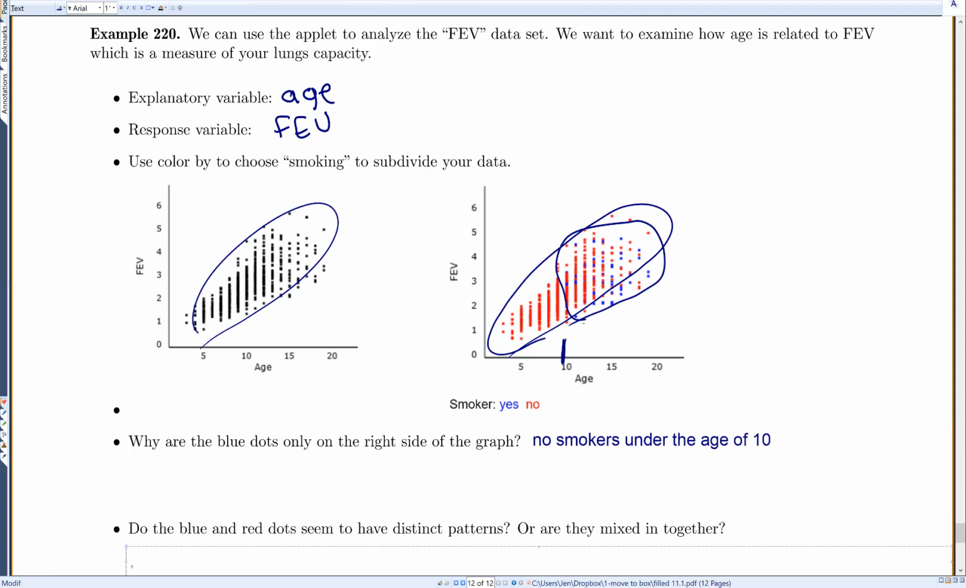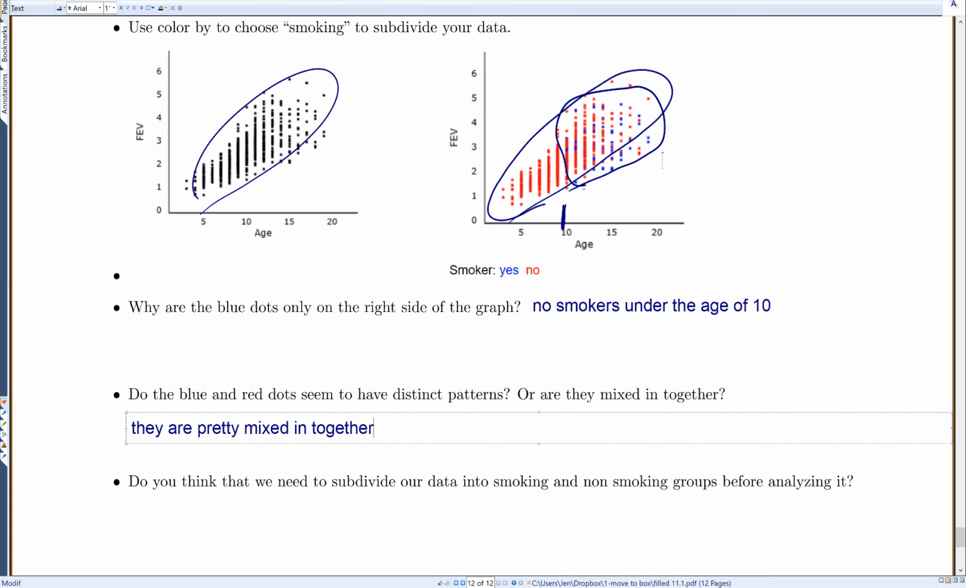Now, do they seem to have distinct patterns, or are they pretty mixed in together? I would say in this situation, they are pretty mixed in together. It does look like the blue dots might be slightly lower and the red dots might be slightly higher, but they're pretty mixed in. Do you think we need to subdivide our data into smoking and non-smoking groups before analyzing? I would say probably not.